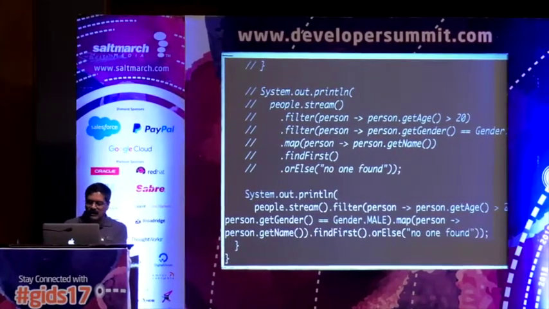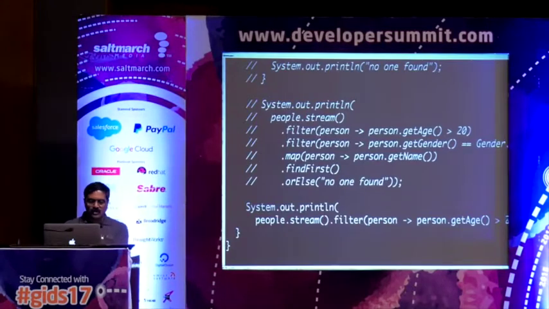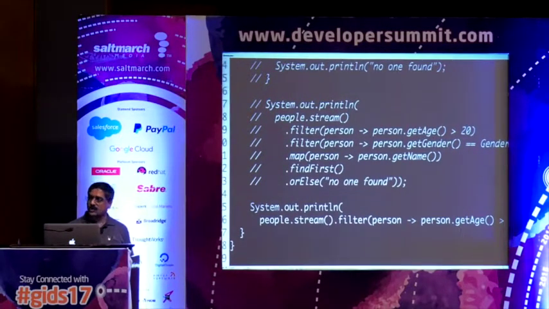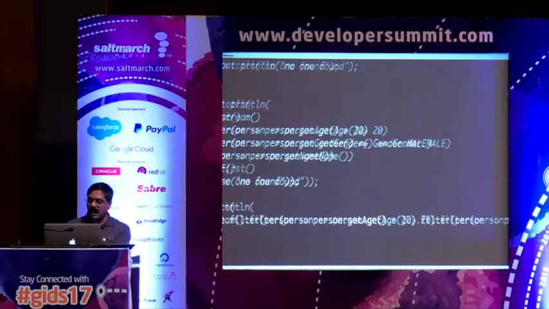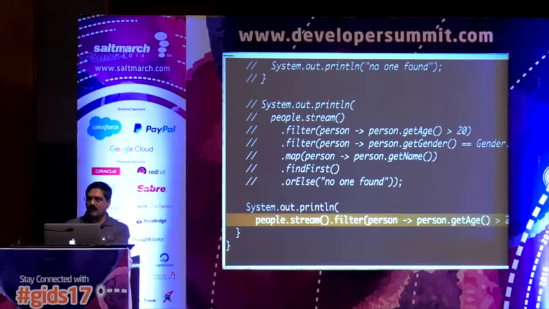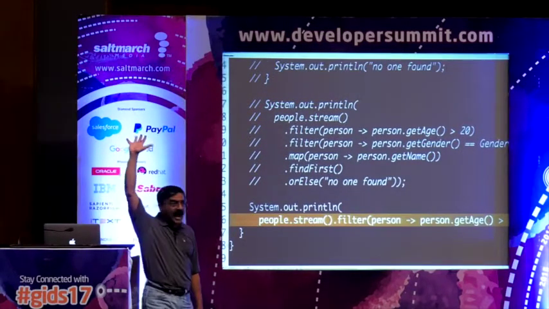Now, to be fair, this is a very long font I'm using, but nevertheless, in general though, the code is going to be like that, isn't it? So if you look at this, dot stream, dot filter, and then you keep going this way, and then dot filter, and then dot map, and then of course, find first or else. So raise your hand if you have seen code like this before, where a lot of dots are on the same line. We all have, right?